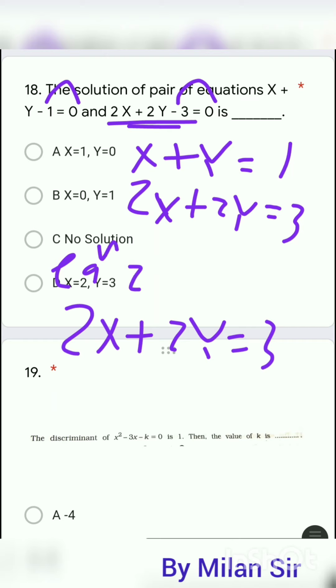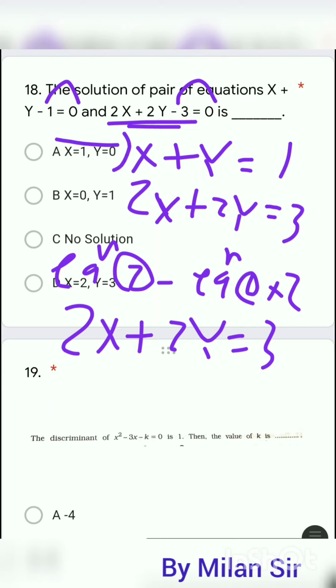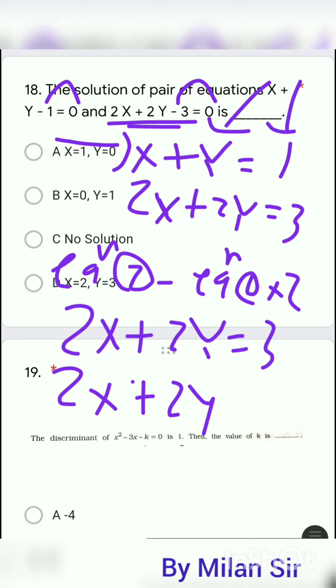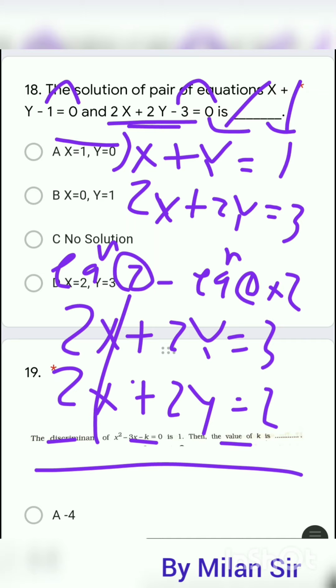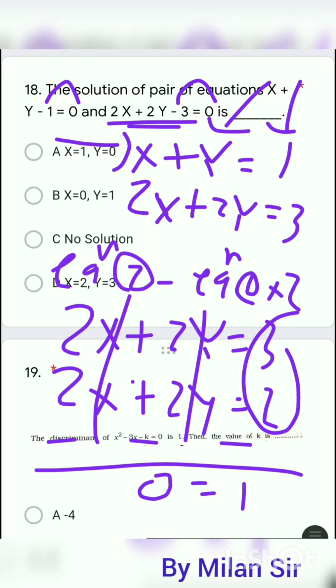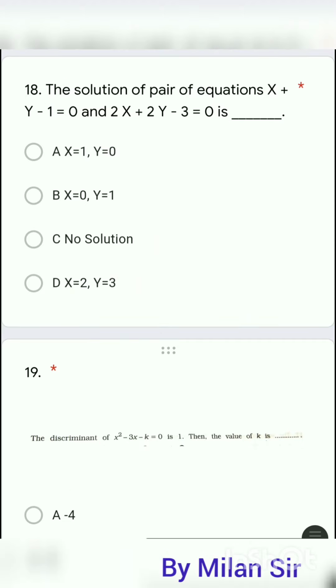Equation 2 minus equation 1 multiplied by 2. Because if you want to equalize the coefficient of variable x, then here we need to multiply by 2. So here multiply equation 1 by 2. So it becomes 2x plus 2y, and 2 ones are 2. And we are using the subtraction process, so the negative sign. Now 2x minus 2x cancels, 2y minus 2y cancels. So 0 is equal to 3 minus 2, which is 1. So 0 is equal to 1. This is not possible, right? 0 is equal to 1 is impossible. It means that here a solution is not possible. That's why it is called no solution.